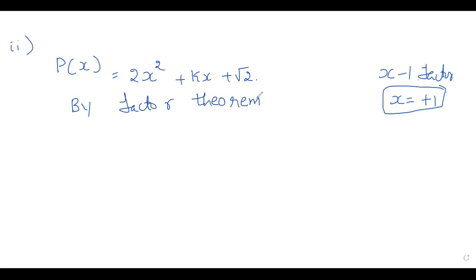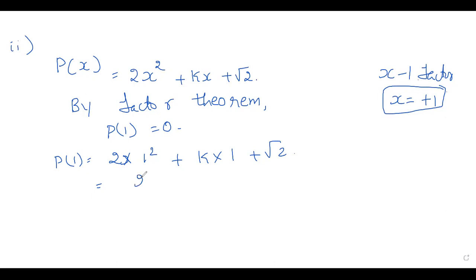So they are saying it is 0, right? So from the factor theorem, what can we say? P of 1 is equal to 0. So P of 1 is equal to 2 into 1 square plus k into 1 plus root 2. That is equal to 2 into 1 square is 2, plus k into 1 is k, plus root 2. That is equal to 0.